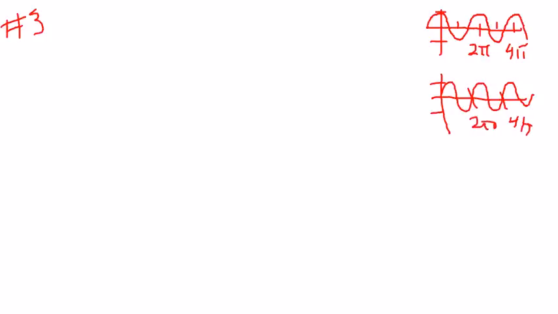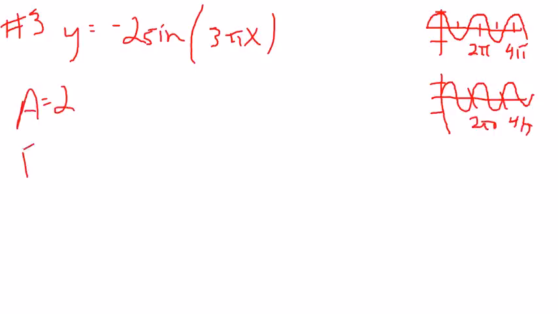Alright, last one. y equals negative 2 sine of 3 pi x. This one's kind of messy, but you should still be able to deal with it. Amplitude, easy, it's just 2. Period is 2 pi over 3 pi. The pi's cancel, gives us 2/3. And then that makes the frequency 3/2.